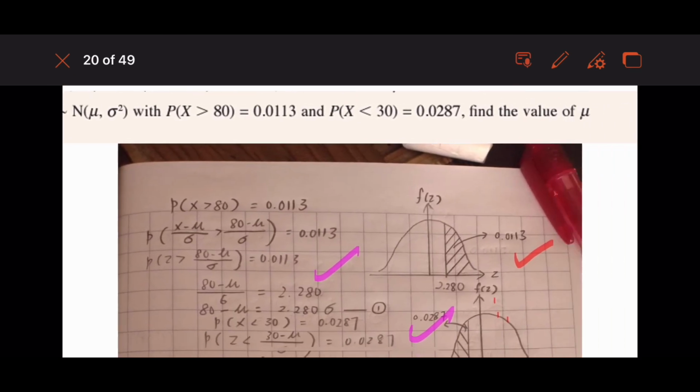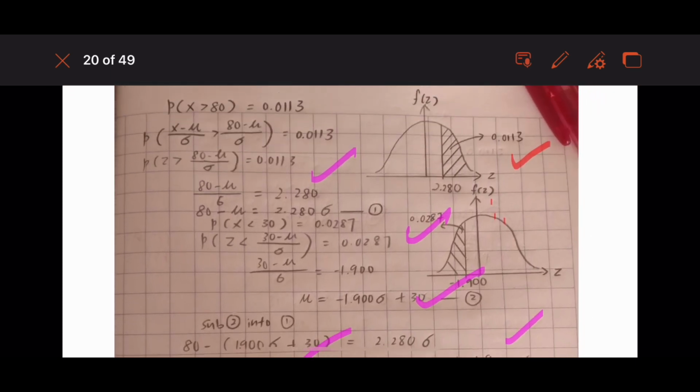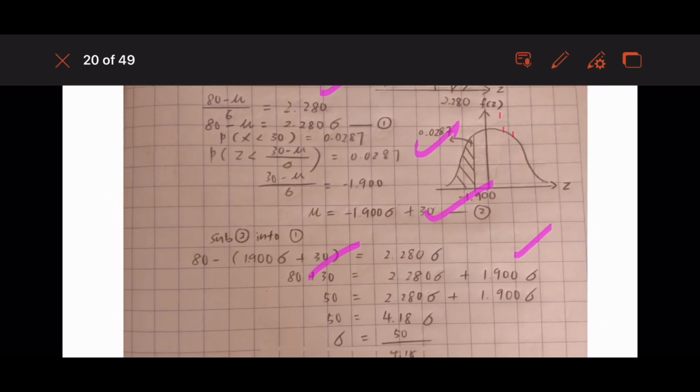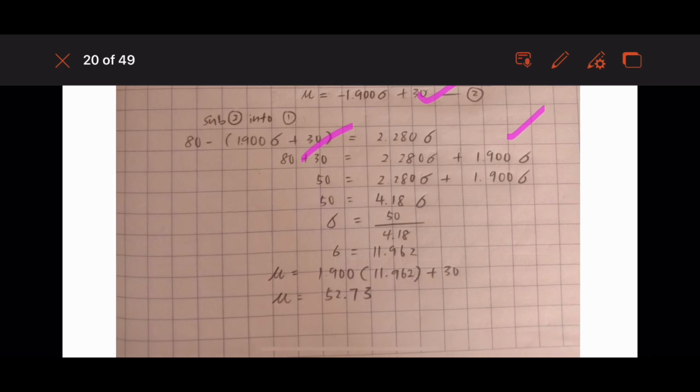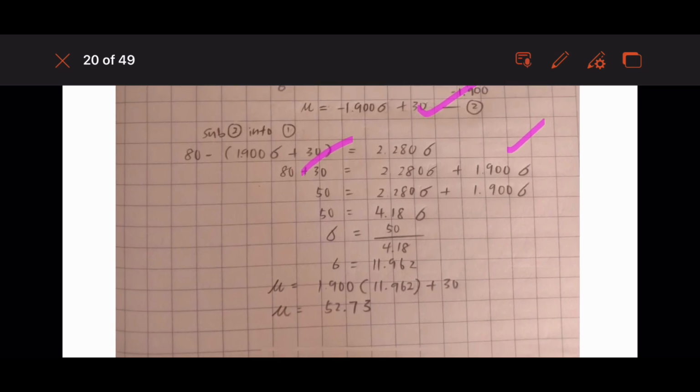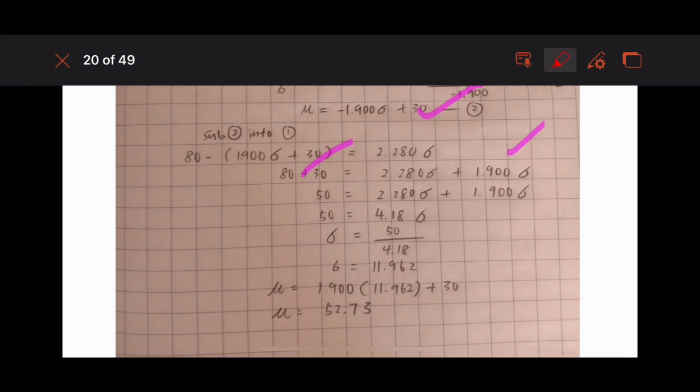Then I substitute equation 2 into equation 1, which is the mean into equation 1, and I get 80 minus (1.900 times standard deviation plus 30) equals 2.280 times standard deviation. And I get 80 minus 30 equals 2.280 times standard deviation plus 1.900 times standard deviation. Then I get 50 equals 4.18 times standard deviation.